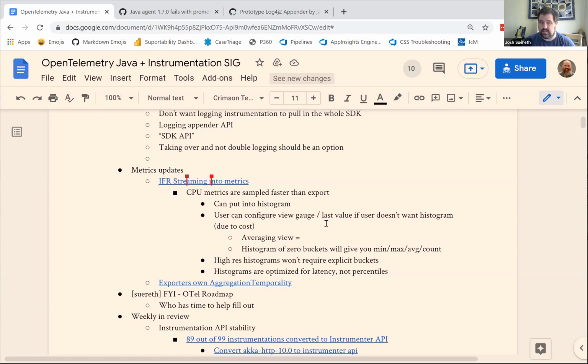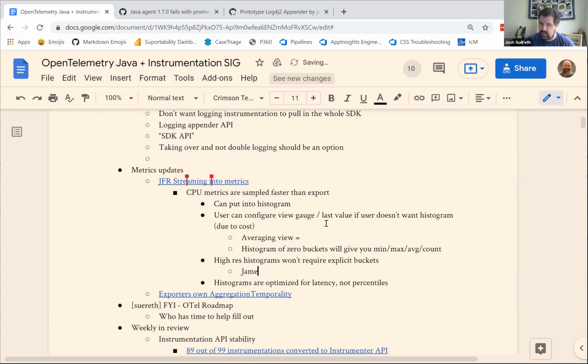So yeah, the TLDR is hopefully when James's high resolution histogram stuff is through and we've kind of stabilized that, maybe this won't be an issue. We'll just be using high resolution everywhere. I am only about 60% confident that is going to be the future.